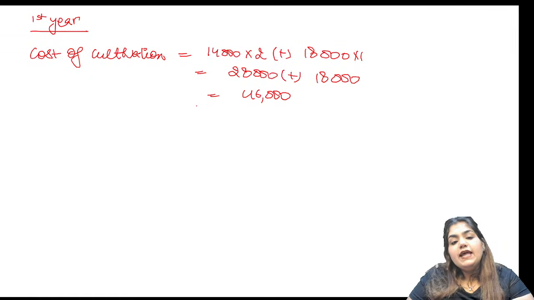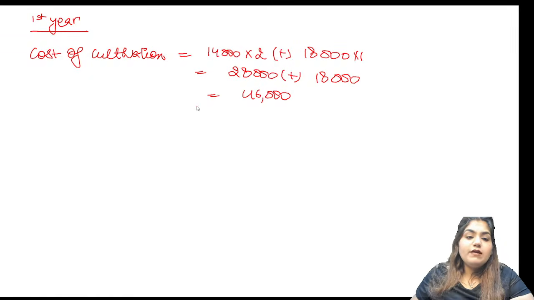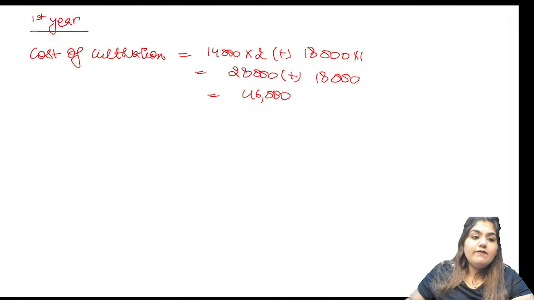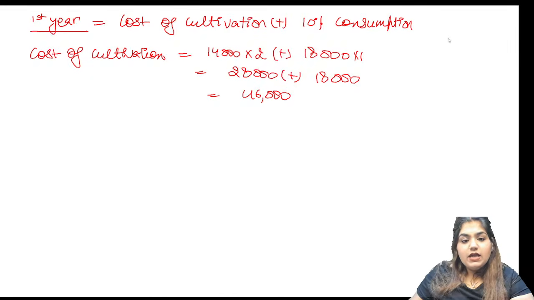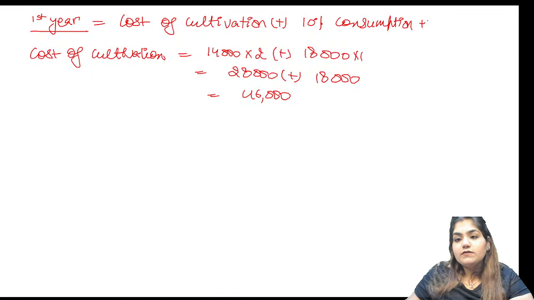We add 10%. We know first year rule is cost of cultivation plus 10% consumption and 20% maintenance.